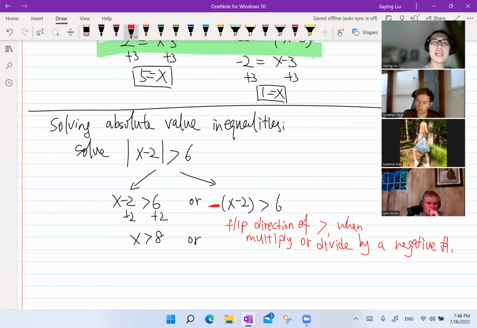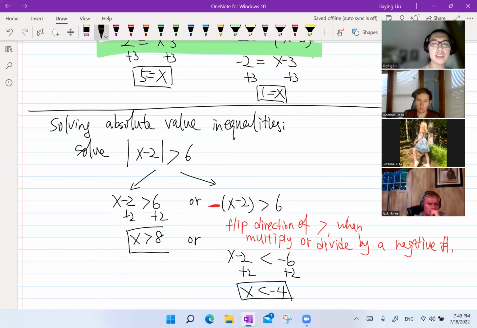So I'm going to divide by -1 first. So we get x minus 2 is still there, and dividing by -1 flips the direction, and the 6 divided by -1 is -6. Then I'm going to add 2. So I get x is less than -4. So at the end, we have either x is going to be greater than 8 or x is less than -4.